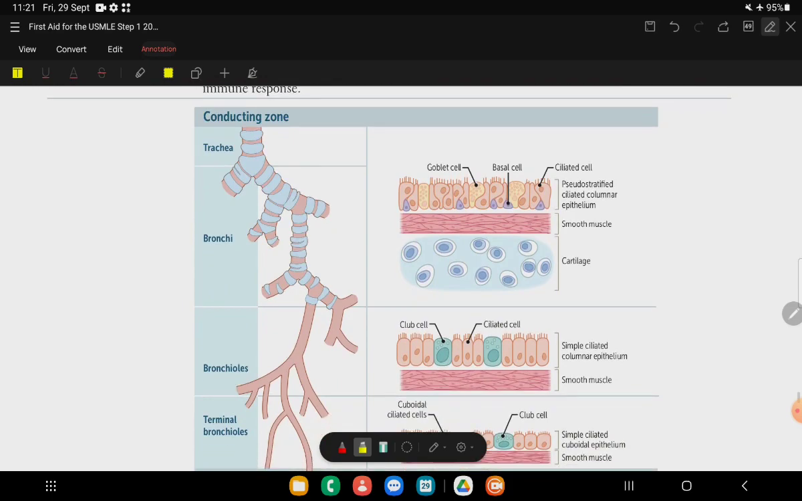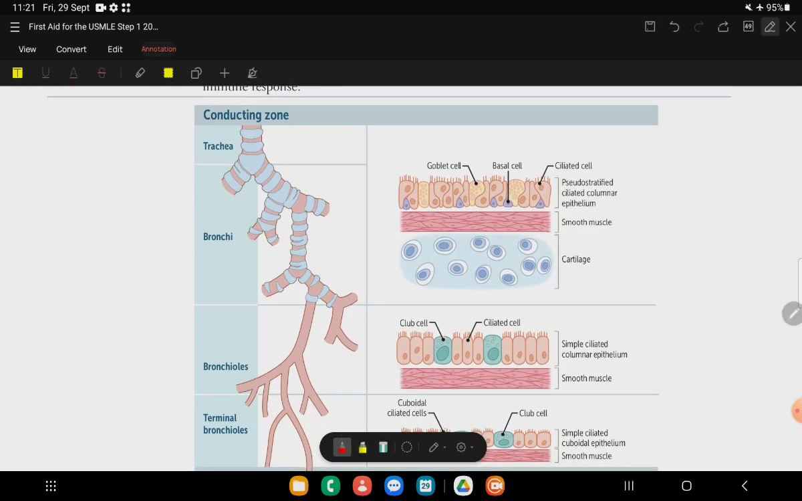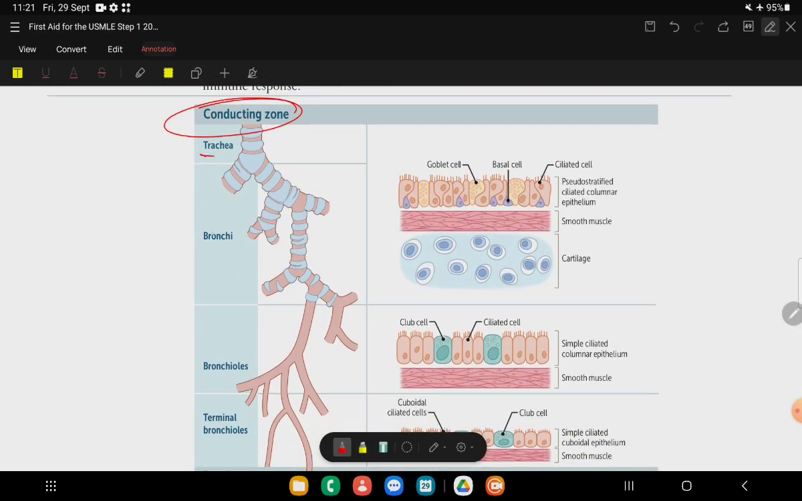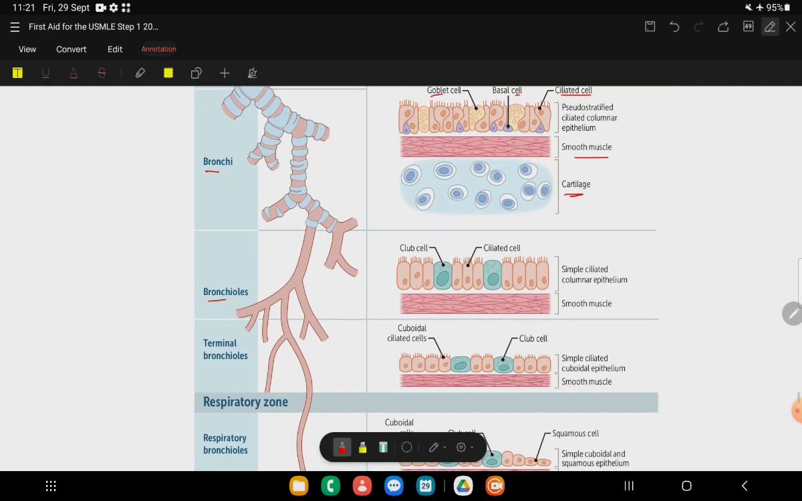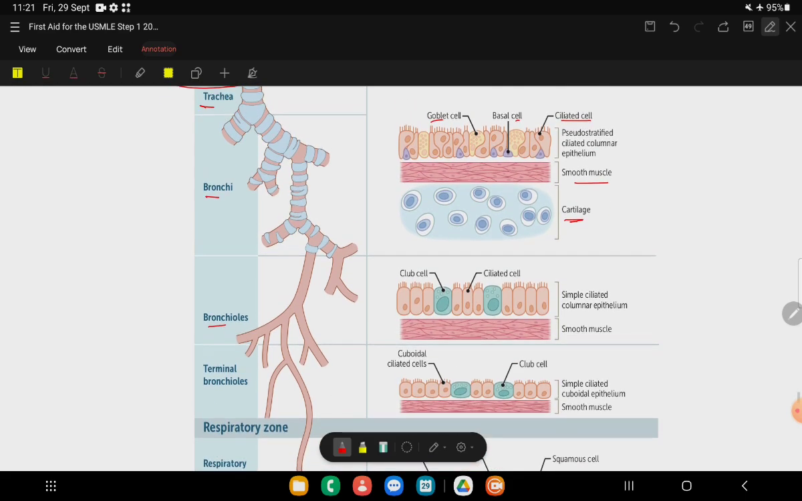Now for the figure representation, we can have the two zones. There is a conducting zone here with trachea, bronchi and bronchioles. In the trachea, there are goblet cells and basal cells, and in the upper one there is a ciliated cell. So it is basically a pseudostratified ciliated columnar epithelial cell, smooth muscle, and in the lower part, the basement, we have the cartilage. In the bronchioles, ciliated cells and club cells are present. You can see here the club cells.